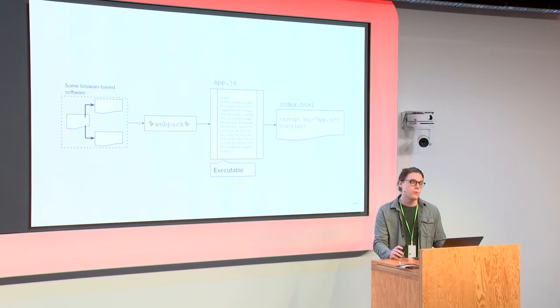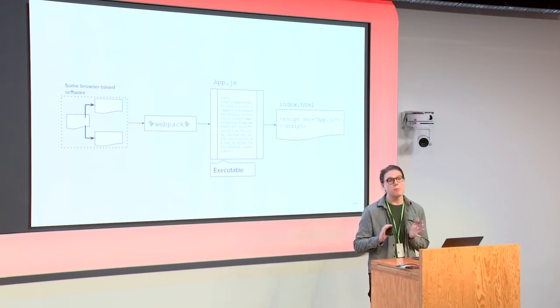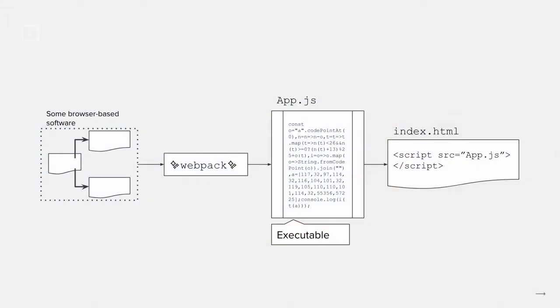We start out with some browser-based software, and we can think of our browser-based software as a module graph, where each of our modules is some kind of source code. Maybe it's JavaScript, maybe it's compiled to JavaScript like TypeScript. We can also have things like images and JSON. And we feed this graph of source code into Webpack, and somehow, magically, it spits out an executable binary JavaScript file. If we've targeted Node.js, we can run this file directly, or maybe we want to embed it in an HTML file to execute in the browser.